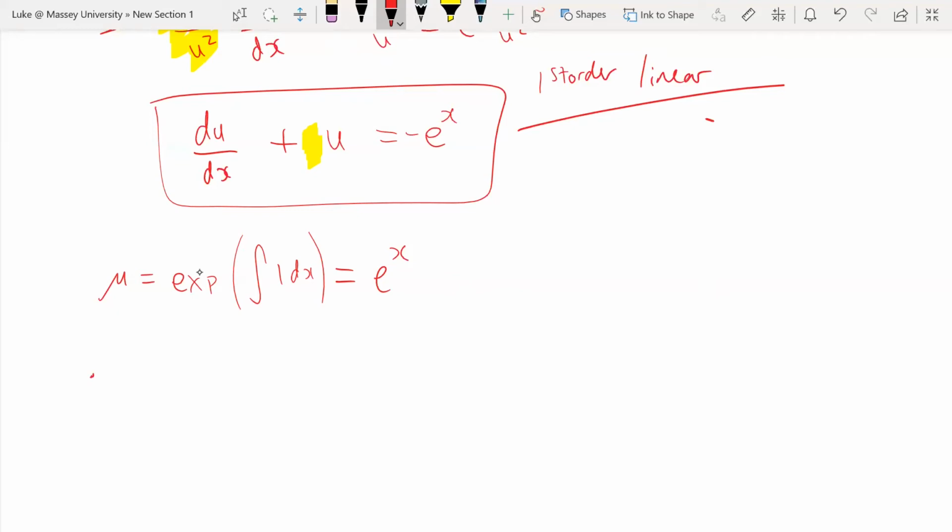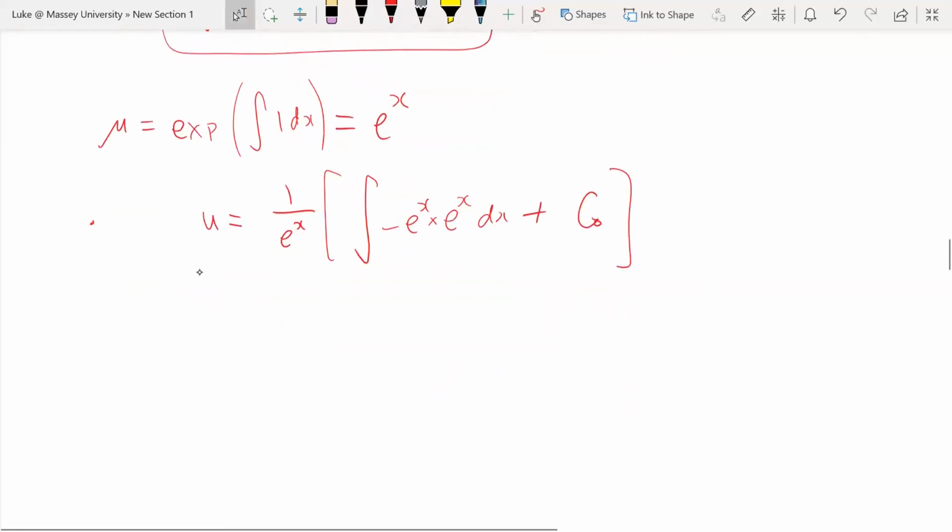Okay, and then using the same formula we had before, u is equal to 1 over mu, or e to the x, times the integral of the right-hand side. So the right-hand side is negative e to the x, multiplied by mu, which is e to the x dx, plus some integration constant, c naught. Okay, so let's just rewrite that as e to the negative x. So 1 over e to the x is e to the negative x, times the integral of, well, let's bring that negative outside too. E to the x times e to the x is e to the 2x.